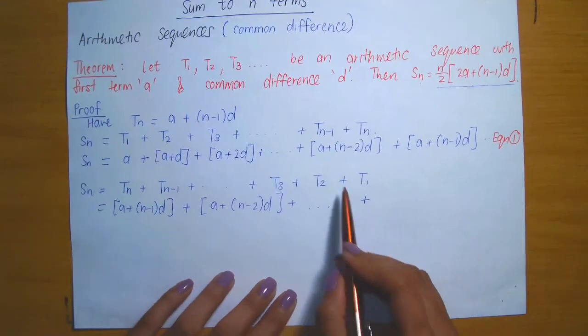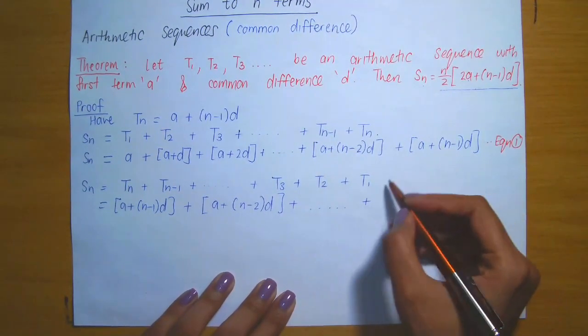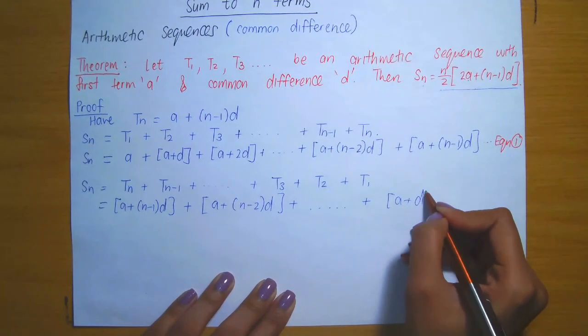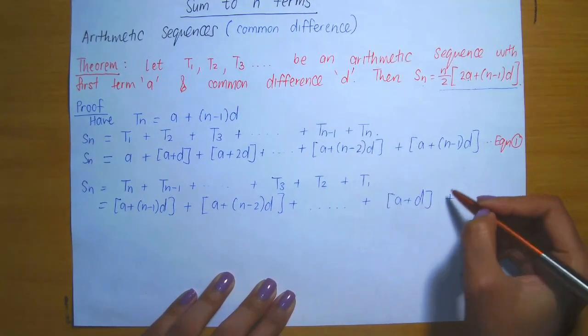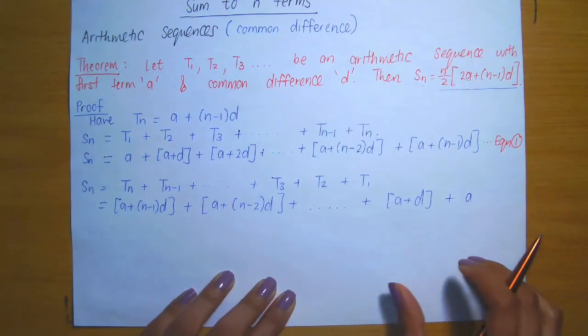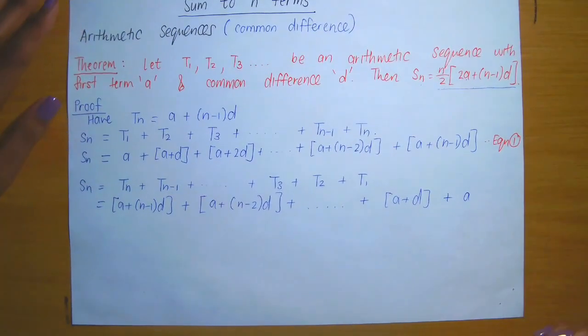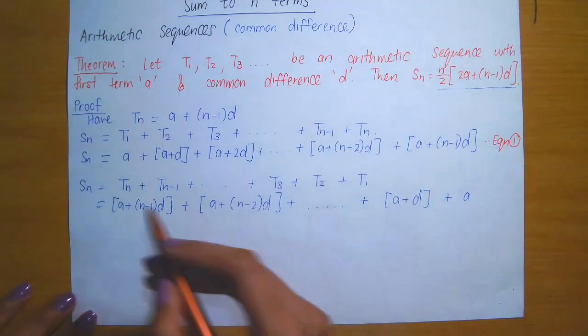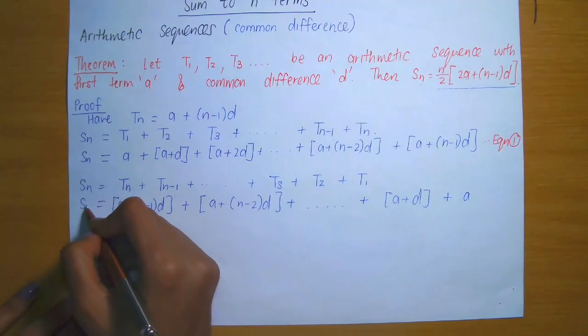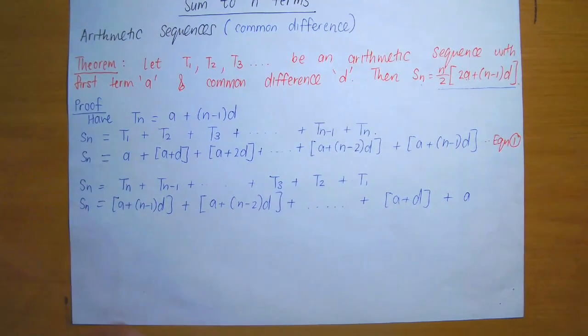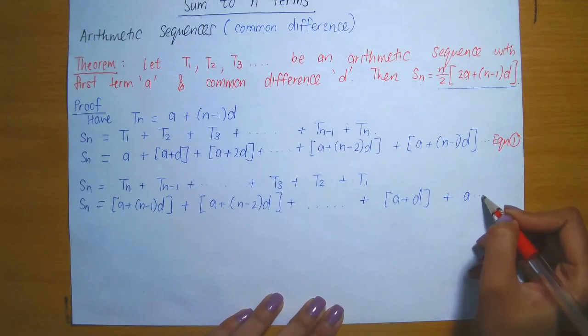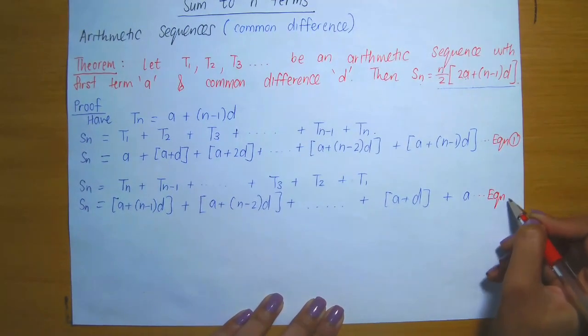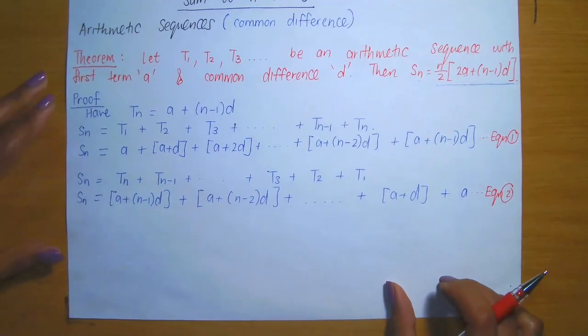And continuing in the sum, I'll write down the second last term, t2, which is a plus d. And I'll write down our last term, t1, which is a. So that is what we have. So once Gauss wrote down the sum to n terms in two different ways, so we'll now label the second way equation 2, he then added them together.